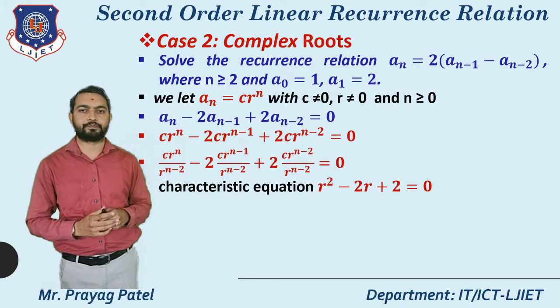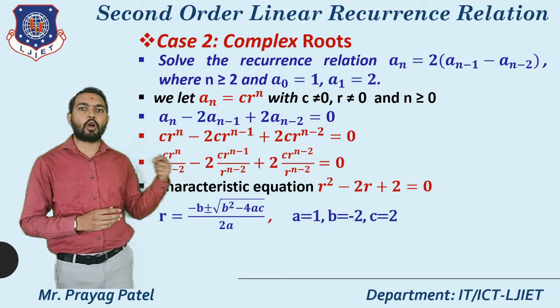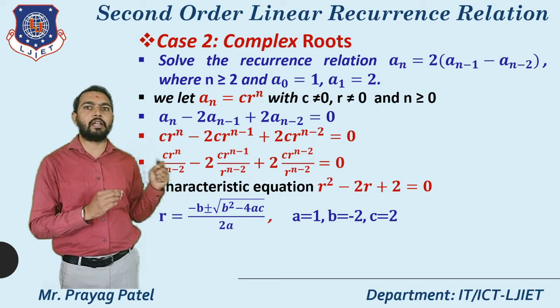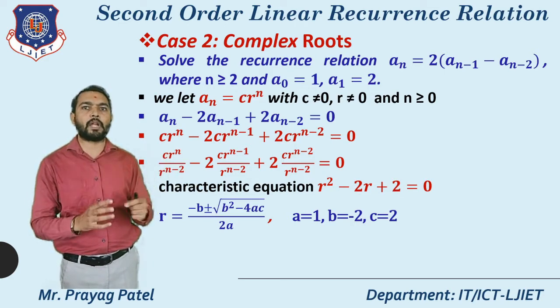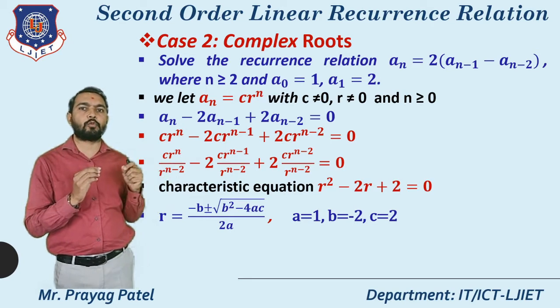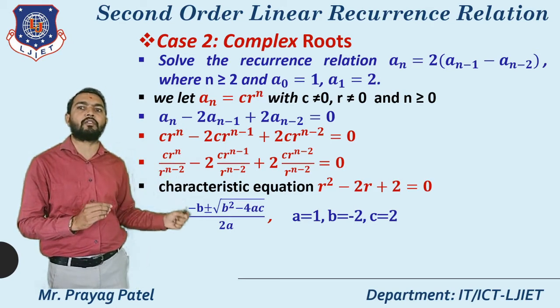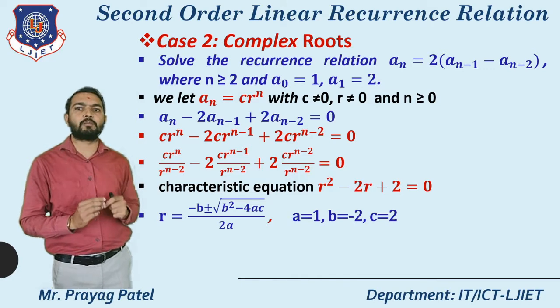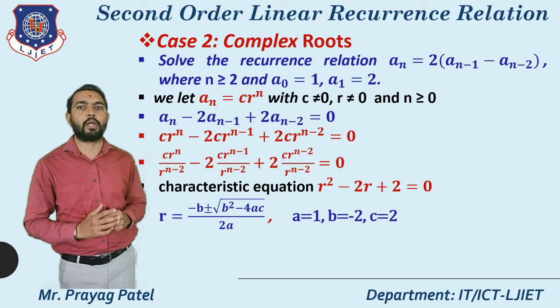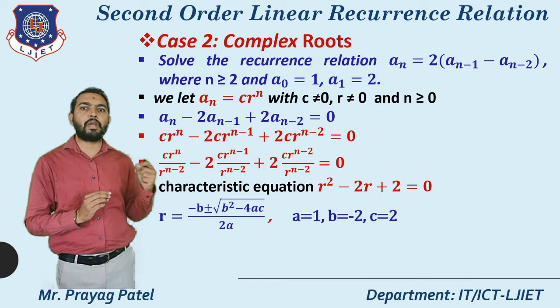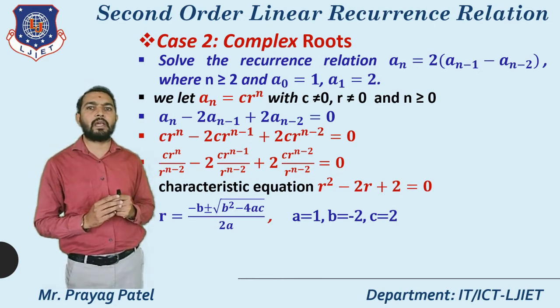Now here when we solve this equation, the value is not an integer value. Here we can say that this is the complex root example. That means we have to find the value of r using the formula r is equal to minus b plus or minus under root b square minus 4ac divided by 2a. Here, what are the values of a, b and c? How can we find the values of a, b and c?